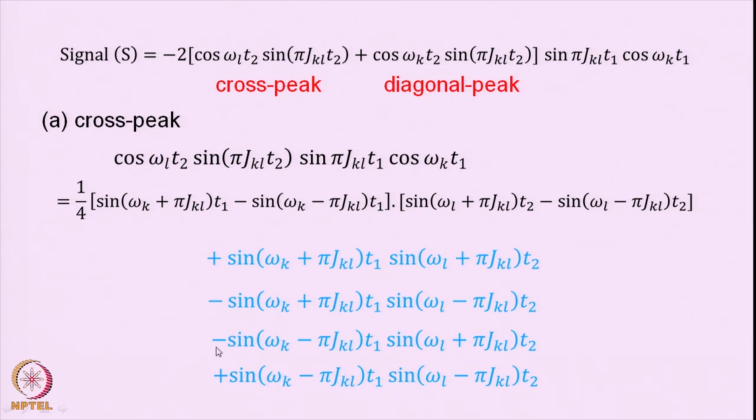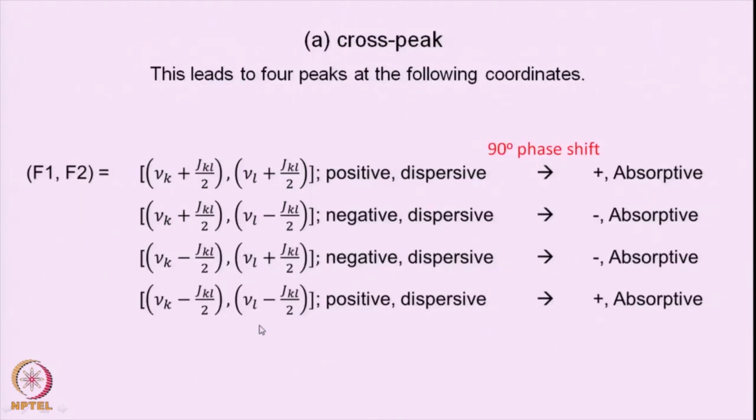Similarly, there will be another negative peak at omega k minus pi j k L along F1 and omega L plus pi j k L along F2. The fourth one will be with a positive sign, at frequency omega k minus pi j k L along F1 and omega L minus pi j k L along F2. Therefore, these 4 components of the cross peak have a plus minus minus plus structure. This is what is indicated here.